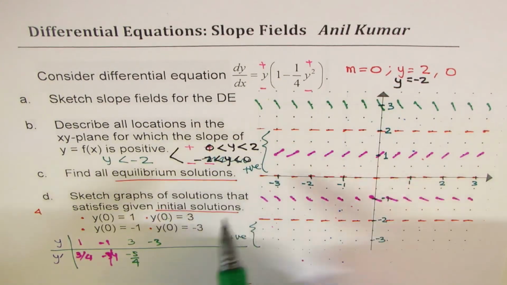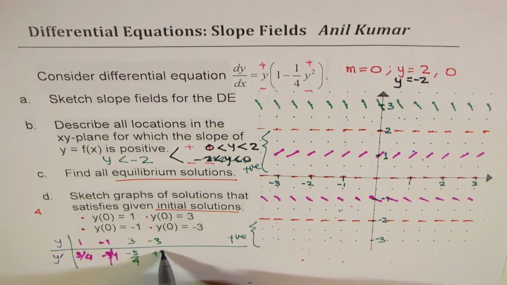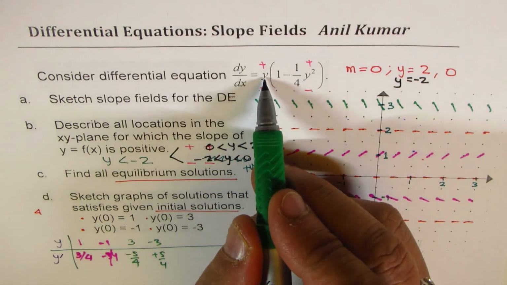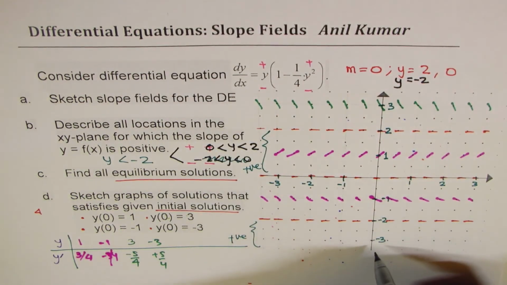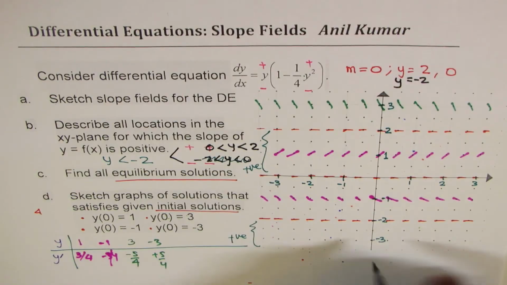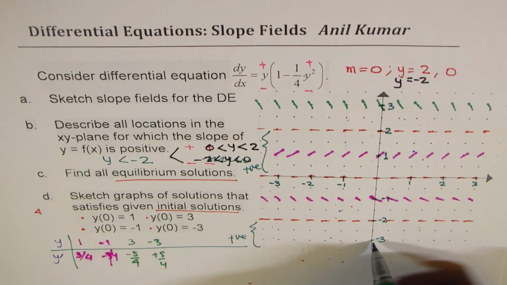For minus 3, it will only become plus 5 by 4, since that becomes negative, right? So negative times negative makes it positive. So for this, now we are expecting positive as we thought of. So we have positive greater than 1.